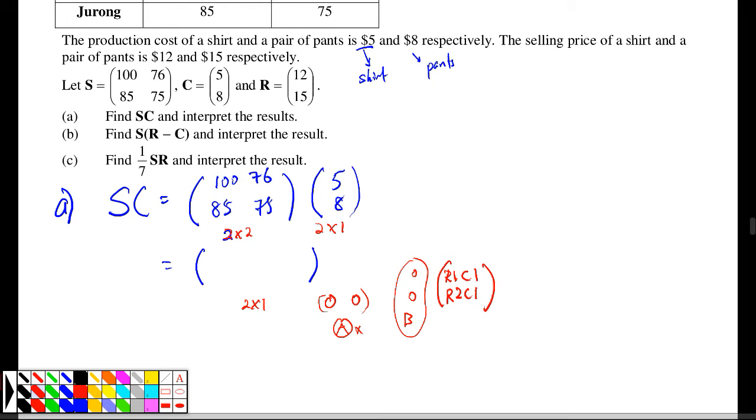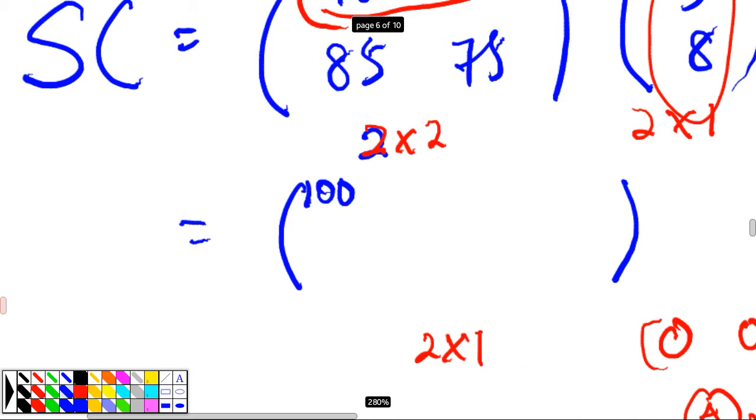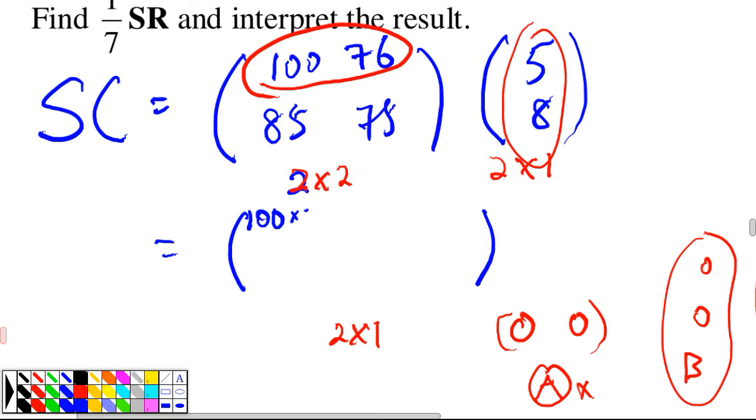Now let's start. The first number means I take R1 of the first matrix, which is what? These 2, right? So I'll take these 2, multiply by column 1 of the second matrix. Row 1 of the first matrix times column 1 of the second matrix. So I take this times this. Now what will I write? 100 times 5 plus 76 times 8. Very good.